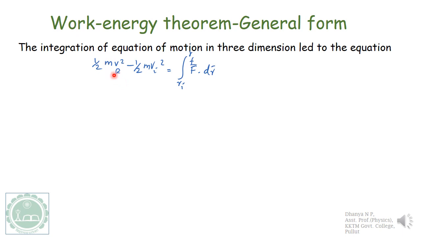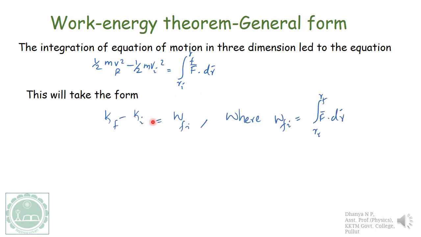Vf is the final velocity, half m vf square is the final kinetic energy and half m vi square is the initial kinetic energy. That is final kinetic energy minus initial kinetic energy. That is, a change in kinetic energy will be equal to the integral of F dot dr. We have work is equal to force into displacement. Therefore, change in kinetic energy is equal to work done. It is Kf minus Ki is equal to W_fi, where for W_fi we are substituting the integral from Ri to Rf of F dot dr.